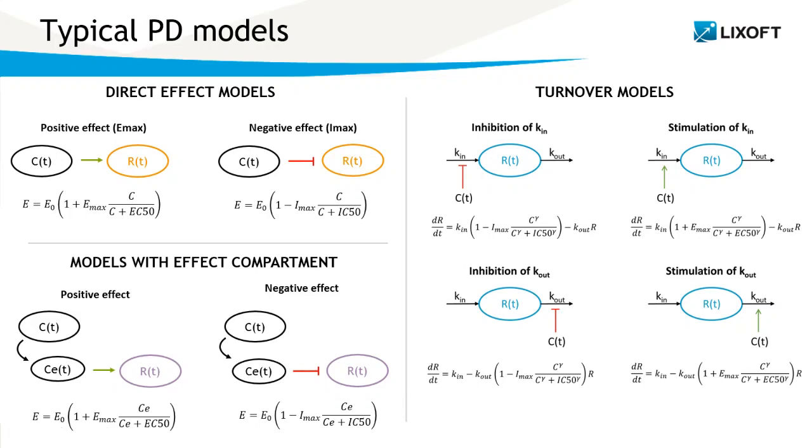These are the different PD models that we will consider. So we have first direct effect models, where the drug concentration directly influences the response, either via a positive effect or a negative effect. We can have models with an effect compartment, where the concentration in the effect compartment drives the response, also either positive or negative. And finally, 4 different types of turnover models. In turnover models, the response can be considered as being produced and degraded, and the concentration can either inhibit or stimulate the production or the degradation.